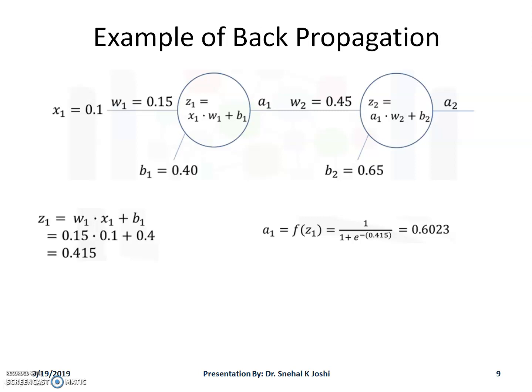As you see, the input x1 is 0.1 and weight w1 and bias b1 for the first node are 0.15 and 0.40 respectively. These values we have taken for example. We calculate z1 as x1.w1 plus b1 and then activation function a1 by applying the sigmoid function on z1. We obtain the value of Z1 as 0.415 and the value of A1 as 0.6023.